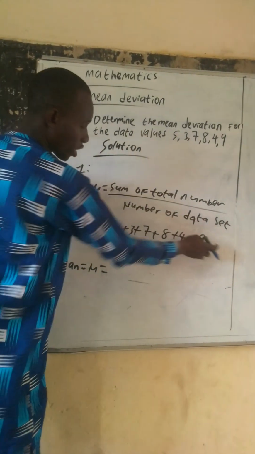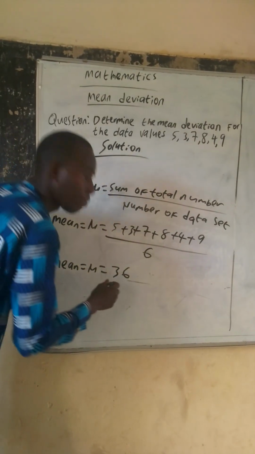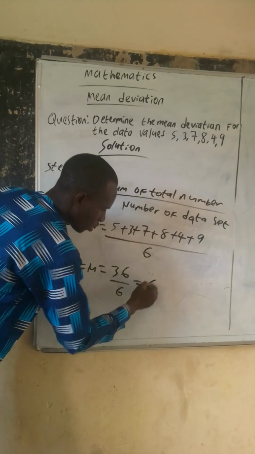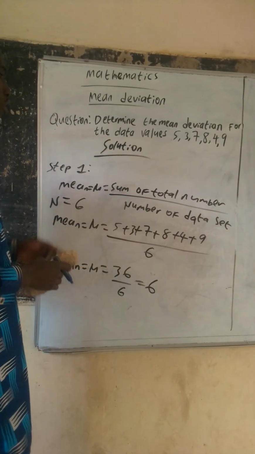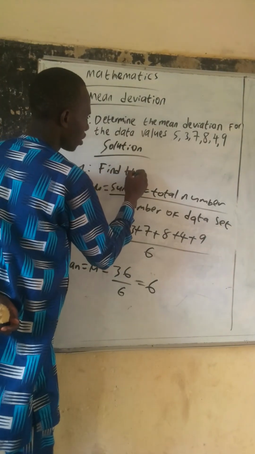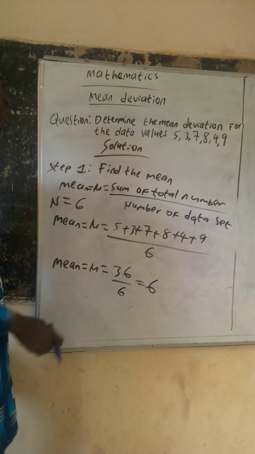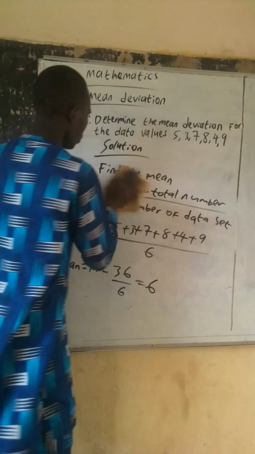When we add everything together, we have 36. So we have 36 divided by 6, and 36 divided by 6 is 6. So we have done step 1, which was to find the mean. We have found the mean. Now let's go ahead to step number 2.